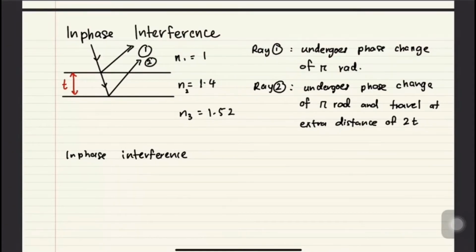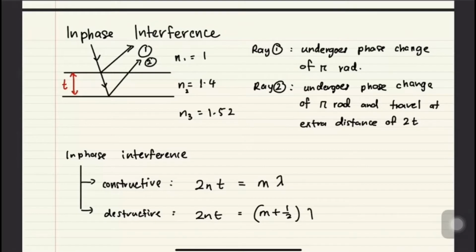Yes, sir. Okay, because this one is in phase, we still have constructive and destructive interference. Masih ada constructive and destructive. So for constructive, the formula would be 2nt equals m lambda. M dia tu exactly macam yang double slit lah. Kalau dia destructive, this one becomes 2nt equals m plus half lambda.